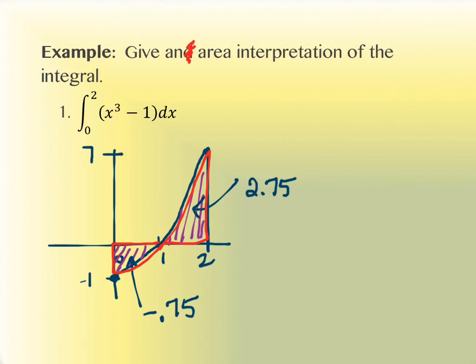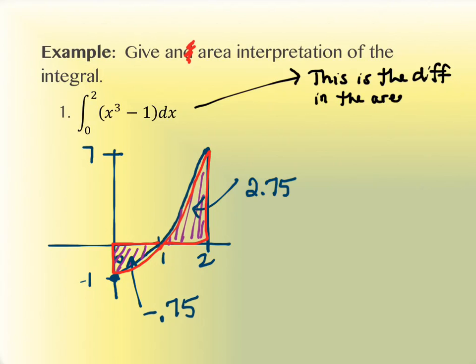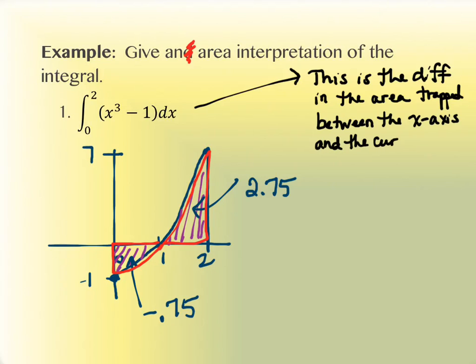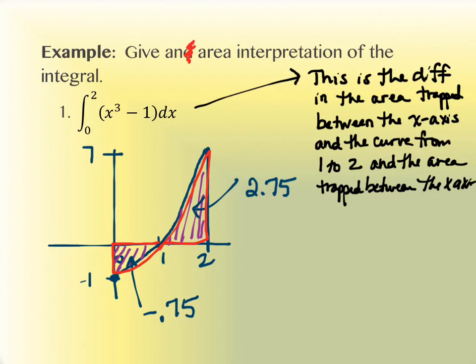So let's actually write down an interpretation of what's happening. This calculation is the difference in the area trapped between the x-axis and the curve from 1 to 2, and the area trapped between the x-axis and the curve from 0 to 1. It finds the difference.